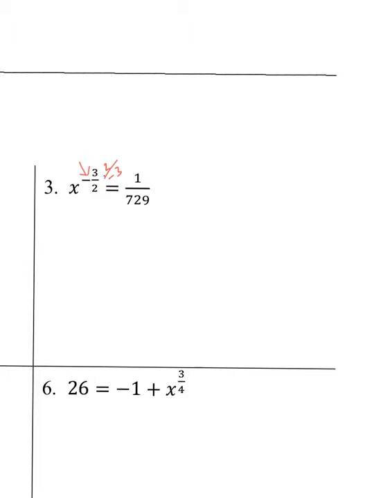So we're going to multiply to the 2 to the negative 3 here as well. So what happens is this negative 3 cancels out with this negative 3, and this 2 cancels out with this 2. So we're left with just x equals 1 over 729 to the exponent 2 over negative 3.